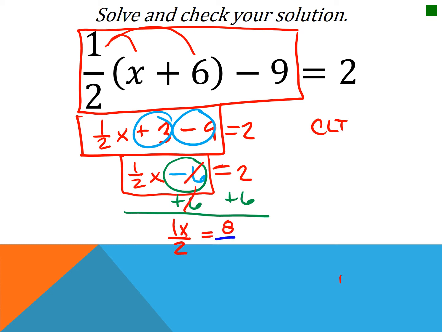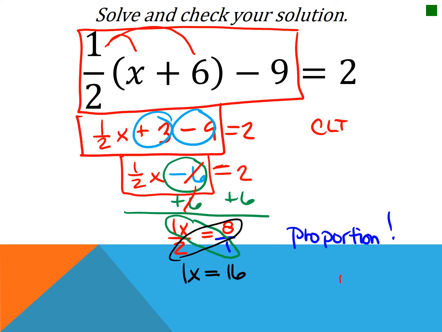Remember, we're going to put that over 1. This is now a proportion. So we're going to cross multiply. We always go from the top left to the bottom right. That's 1x. Oh, you can't see that. Let me change it to black. That's 1x. Keep the equal sign. 2 times 8 is 16. That is your answer. And we could check it.